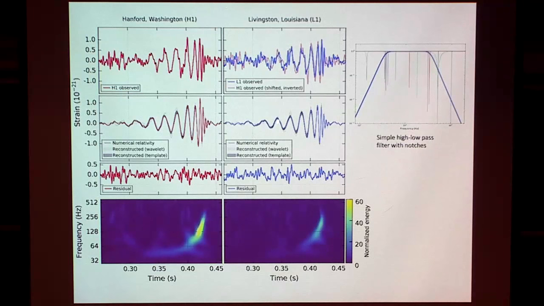So this is the filter that was used to do this. And what that did to the signal is it made it look like it was coming down. In other words, that's an artifact, and you'll see why that becomes important in a second.